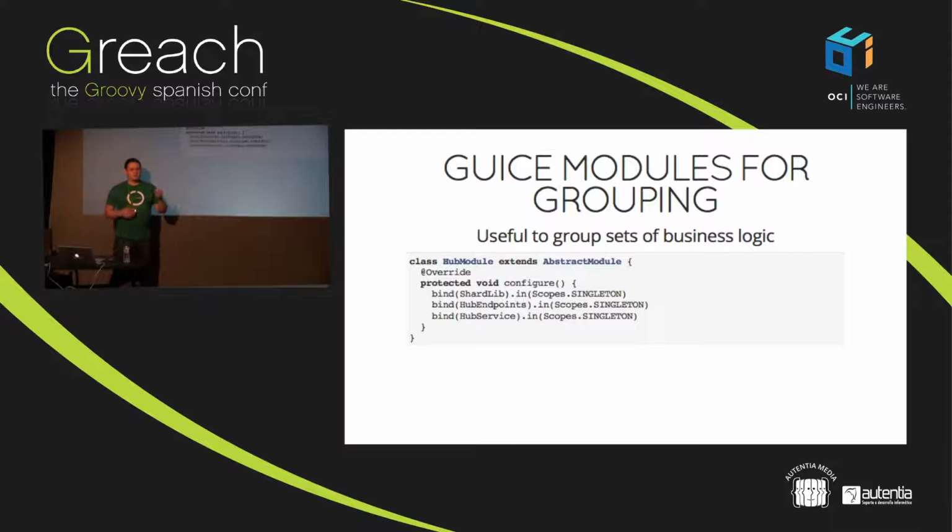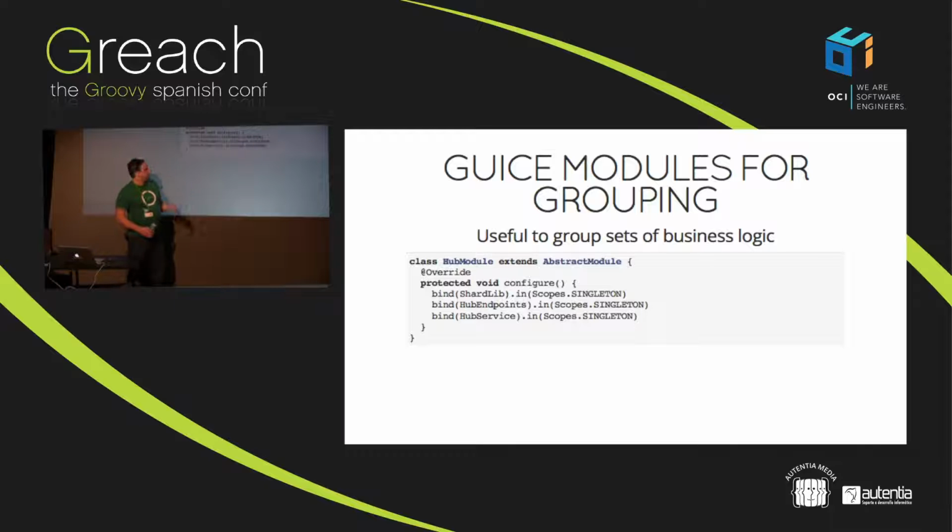So in our Ratpack.groovy, we're just binding this one hub module in the binding section, and then in our handlers block we are able to pull in the hub endpoint controller, like the hub endpoint chain, and put that at /hubs. And then we know we've also bound all of the services and libraries necessary.